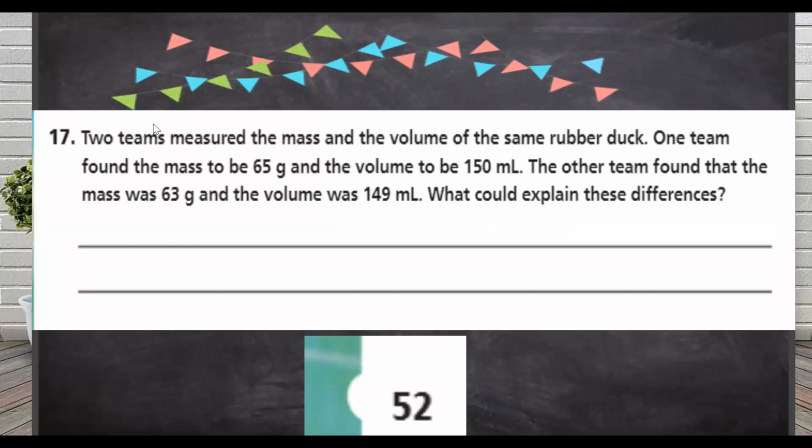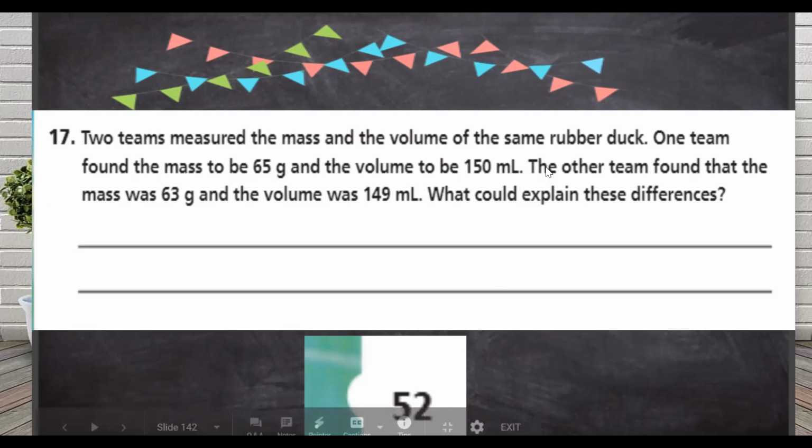17. Two teams measured the mass and volume of the same rubber duck. Okay? Guys, are you there? Yeah. Okay, so we have two teams. They measured the mass and the volume of the same rubber duck. All right. One team found the mass to be 65 and the volume 150. The other team found that the mass was 63 and the volume was 149.